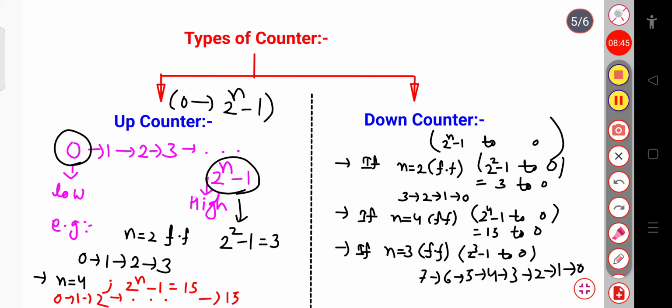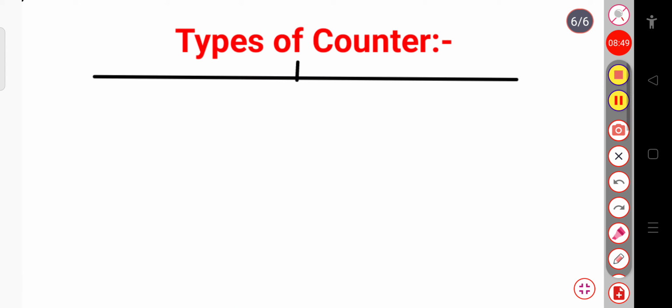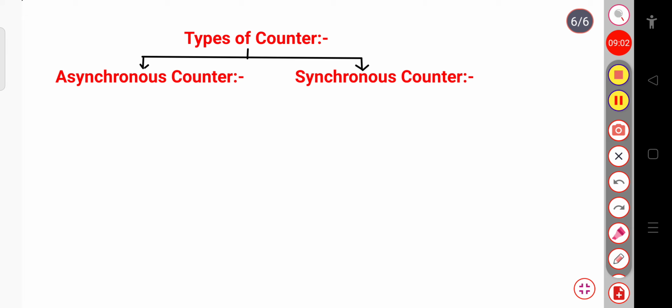Now again we'll see the types of counter, on the basis of the clock pulse given to the counter. One is the asynchronous counter and another one is the synchronous counter. Depending on the clock pulse that is given to this counter, it is divided into these two types, that is, the asynchronous counter and the synchronous counter.